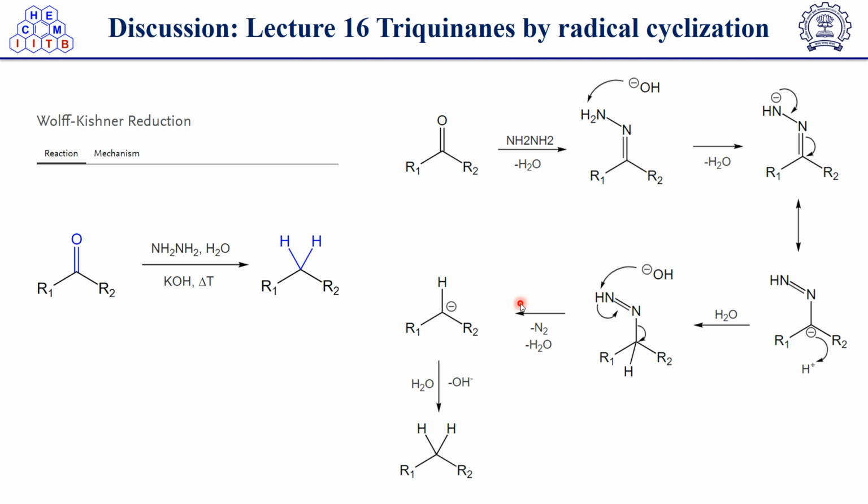So this is the mechanism of the Wolff-Kishner reduction, conversion of a ketone into the corresponding alkane by using hydrazine and base. First hydrazone formation, then abstraction of a proton from the hydrazone nitrogen, then quenching of that carbon with a proton, then again abstraction of a proton by the hydroxide, and again quenching of that negative charge with a proton. So that was the discussion about the Wolff-Kishner reduction.